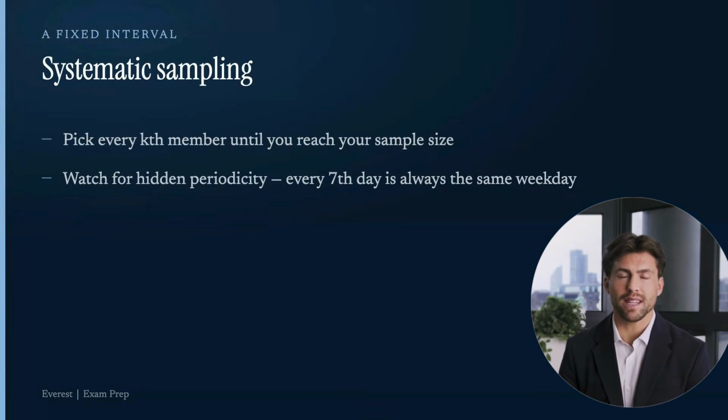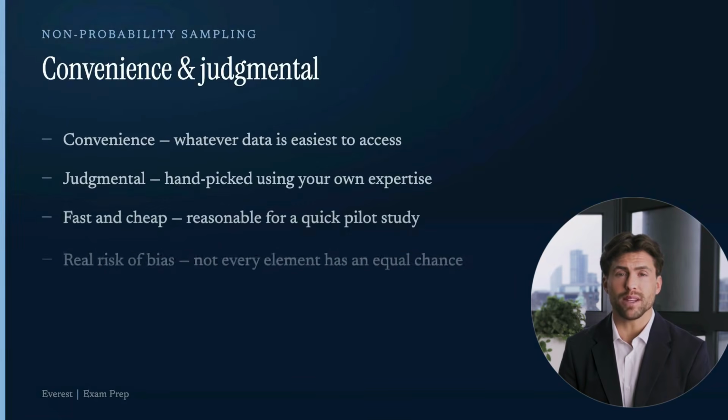Pick every kth member of the population until you've got the sample size you want. Watch for hidden periodicity though. Say you sample every 7th transaction and your data happens to follow a weekly pattern. Every single pick lands on the same day of the week, and your random sample is really nothing of the sort.